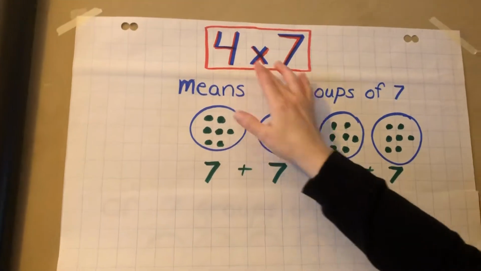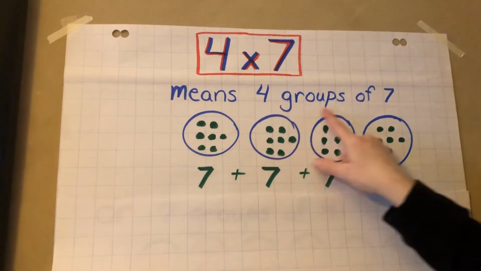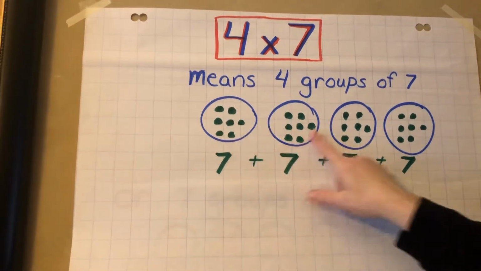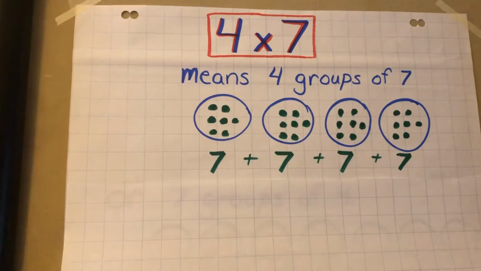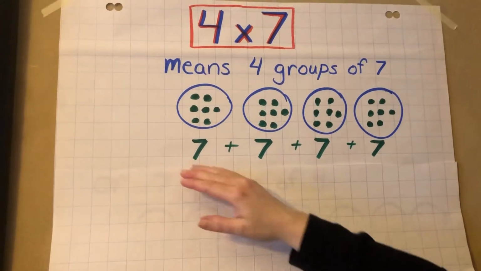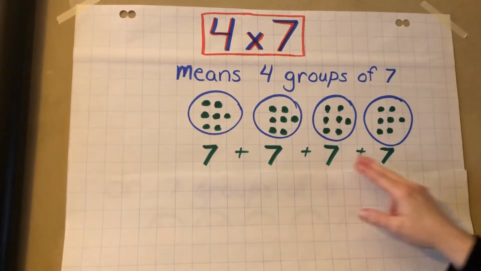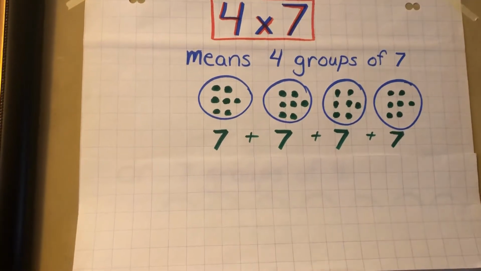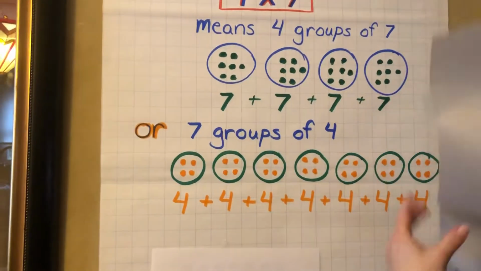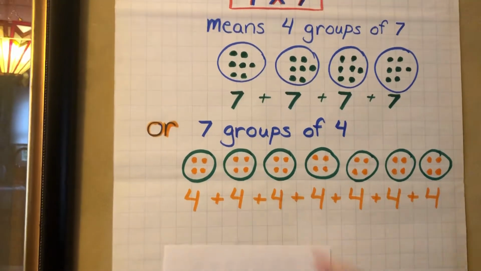We know that 4 times 7 really means 4 groups of 7, and I can draw that out like this. I drew 4 groups, and in each one I have 7. We also taught you about repeated addition. My repeated addition would be 7 plus 7 plus 7 plus 7. I could get the answer that way, or 4 times 7 could also mean 7 groups of 4.